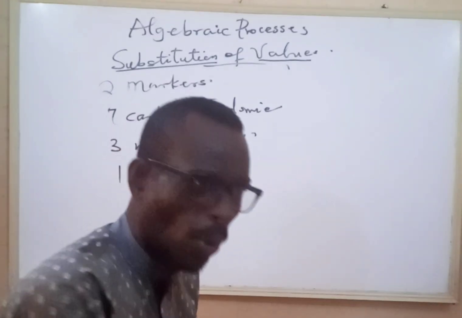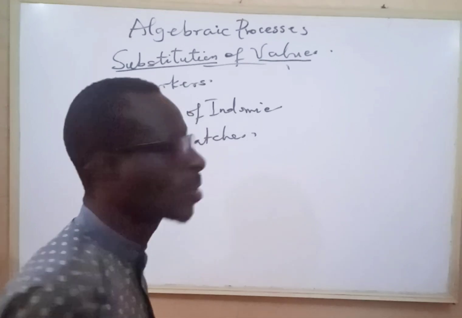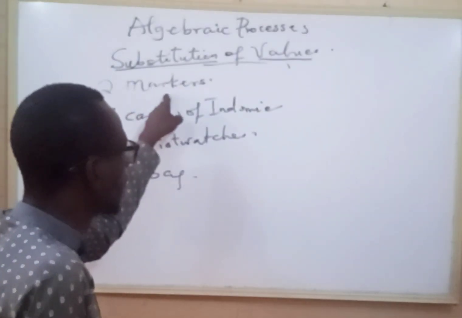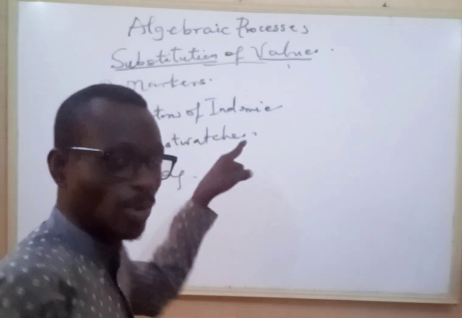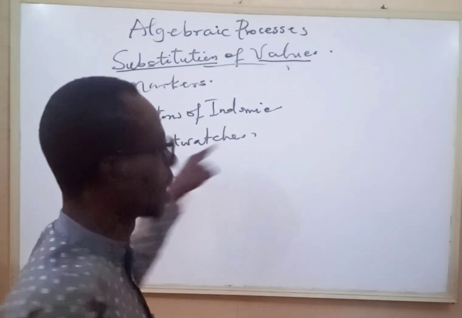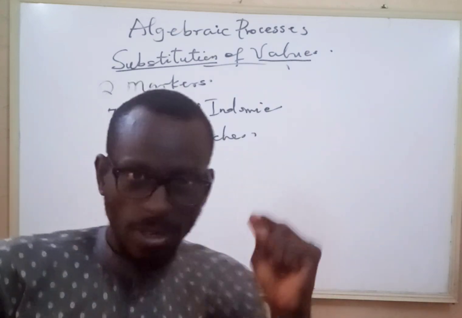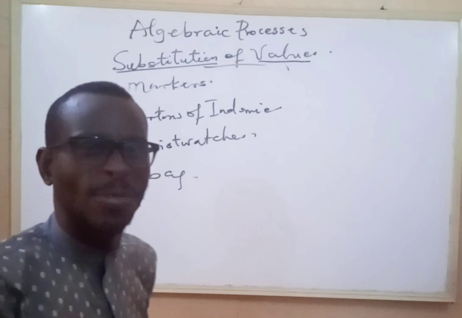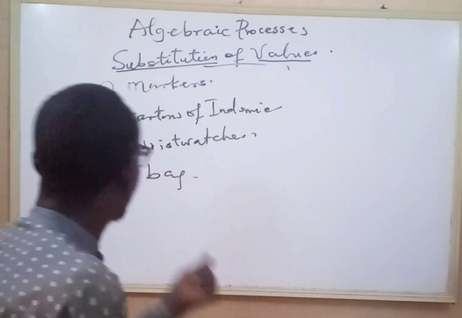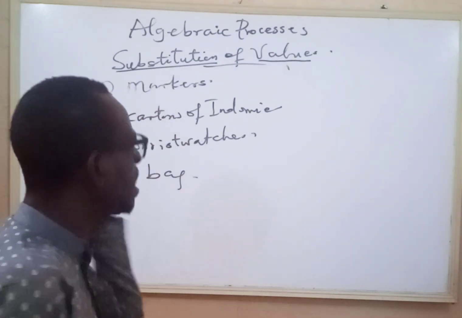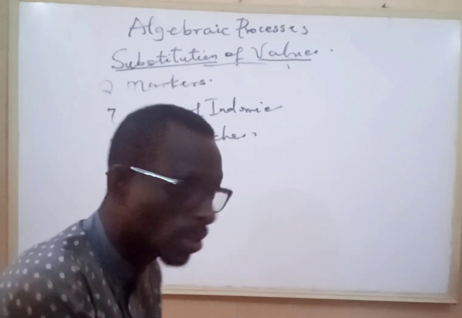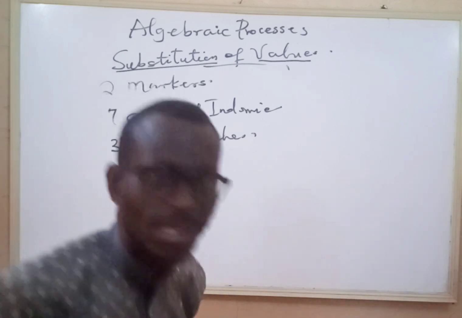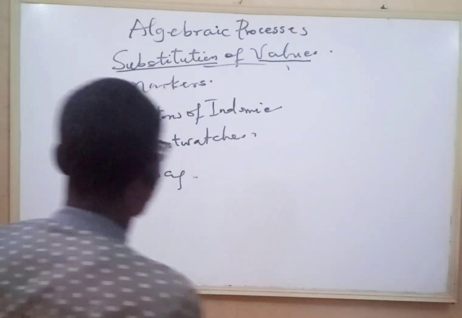Immediately you get to his or her point of that payment, automatically you get the value for the markers, get the value for the carton of Indomie, get the value for the wristwatch, and get the value for the bag. You will only get the value for a bag, get a value for a wristwatch, and the number of wristwatches you have bought shows what you have to pay as a value for the 3 wristwatches you have picked.